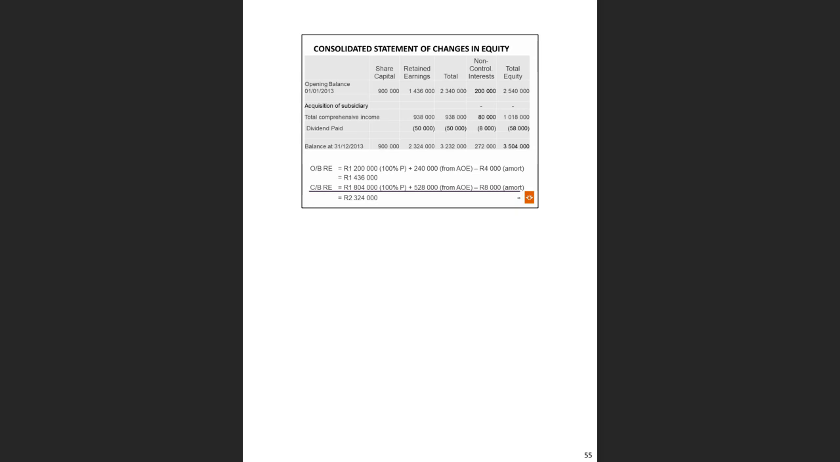Okay, I've got my analysis of owner's equity account open. Then we have our total comprehensive income statement. It's just difficult to have so many slides open. So we have our total comprehensive income for our retained earnings, and then we have NCI's portion of 80,000 over here.